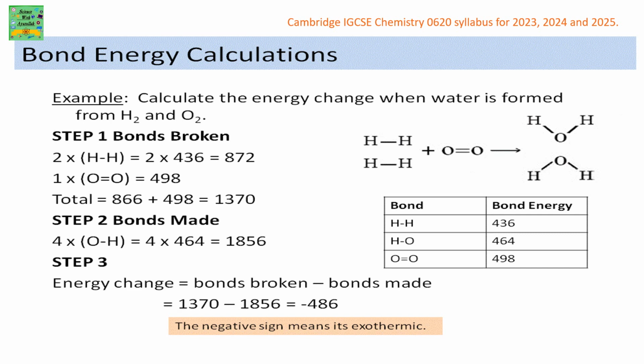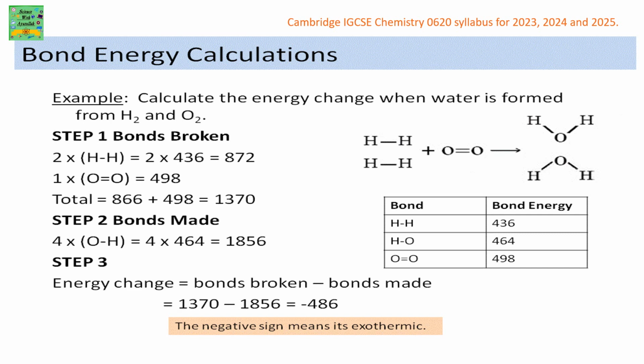Bonds made means bonds formed. For that you have to see the product side, that's the right-hand side. As you can see, there are 4 O-H bonds. Now O-H means oxygen and hydrogen. Now 4 into O-H is equal to 4 into 464. How did we get 464? As you can see on the table, O-H bond energy is 464 kilojoule per mole, which gives 1856.